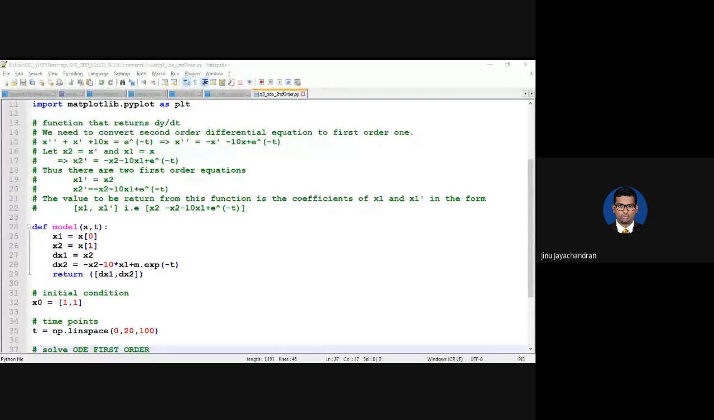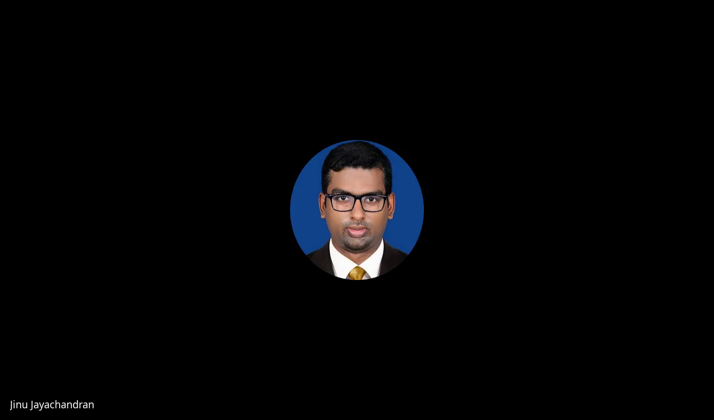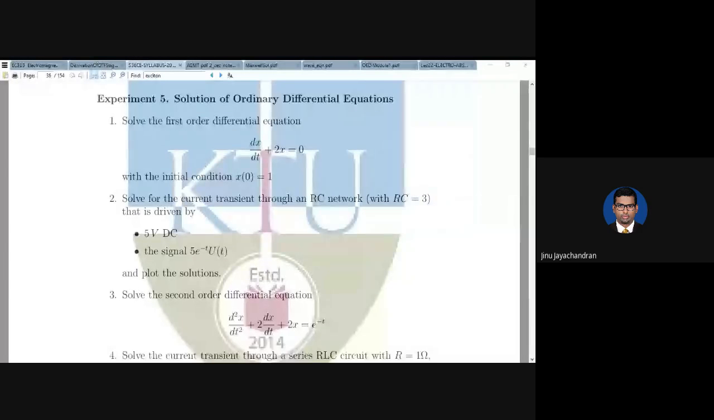Have you started transients in network theory? RC transient, RL transient, etc. Because I'm going to put a question on transients. So if you haven't started, you should let me know now. Otherwise, I will put the experiment. So what are our experiments? I have just shared it with you.